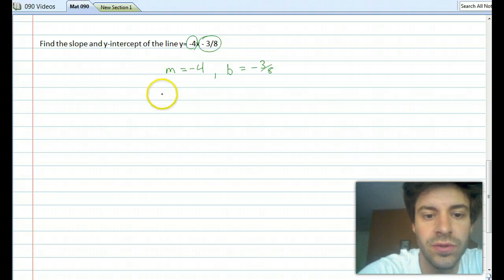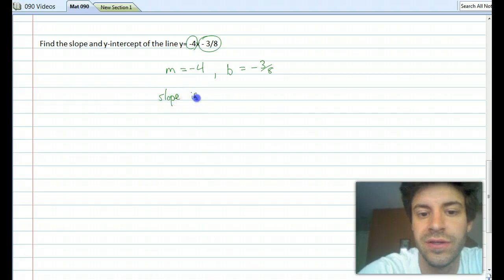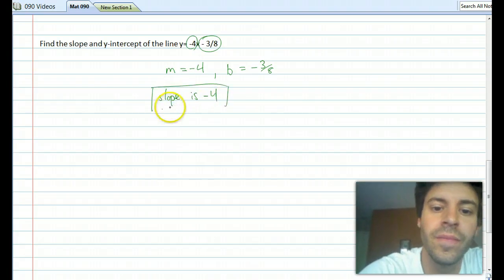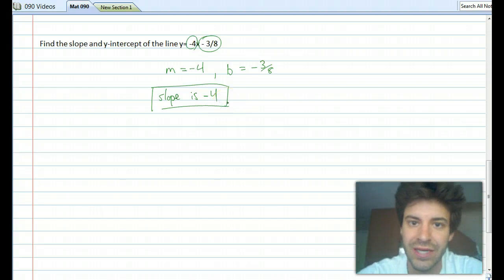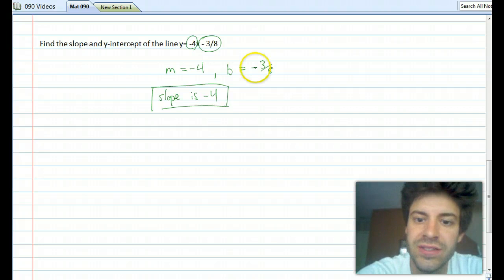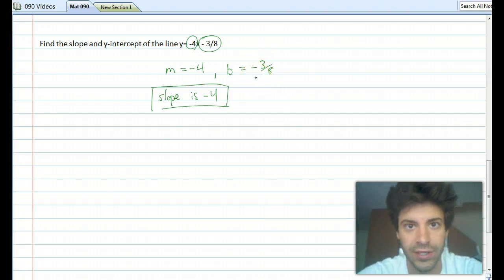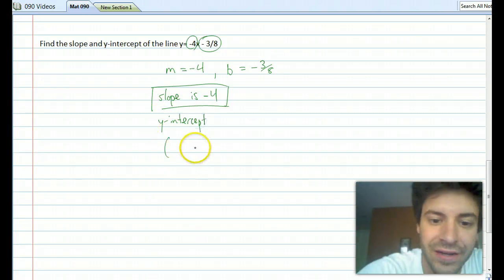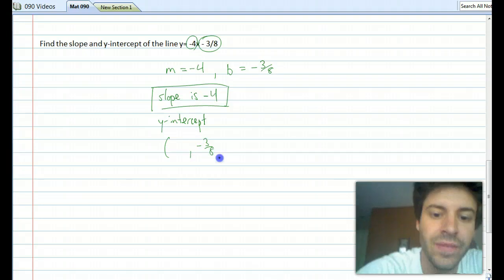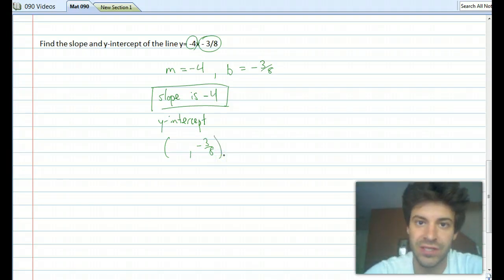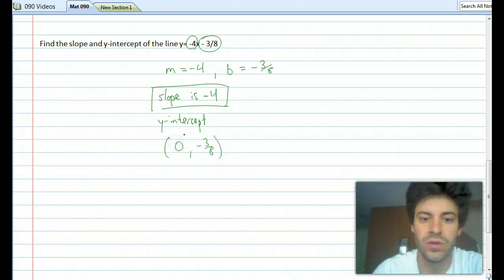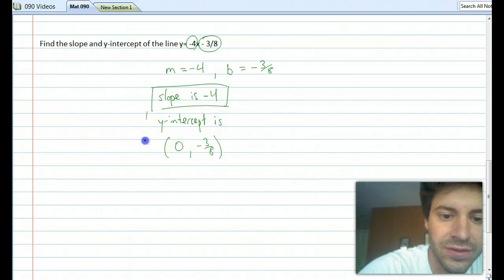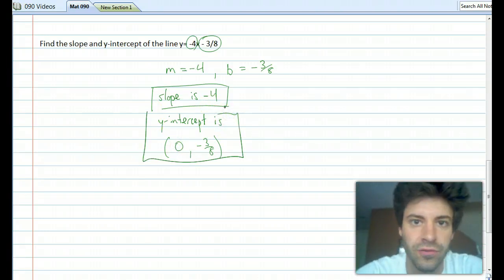Now the only thing we have left to do is actually properly answer this question. So we're asked for the slope. So the slope is -4, and that's part of the answer. And the y-intercept is always a point. It always has both an x and a y value. This -3/8 is just the y value of the y-intercept. So the y-intercept has a y value of -3/8, and its x value, since it's a y-intercept, is always just going to be 0. So our y-intercept is (0, -3/8).